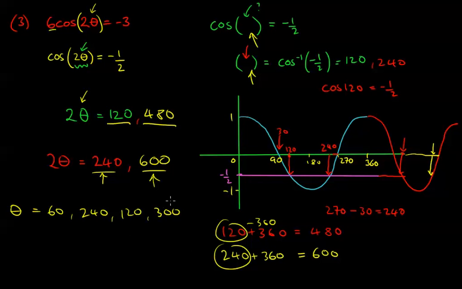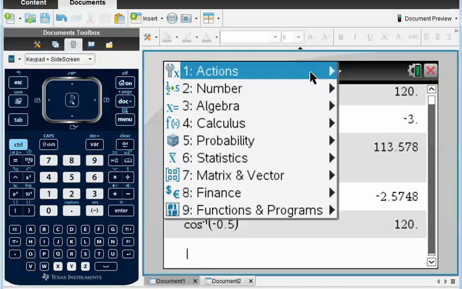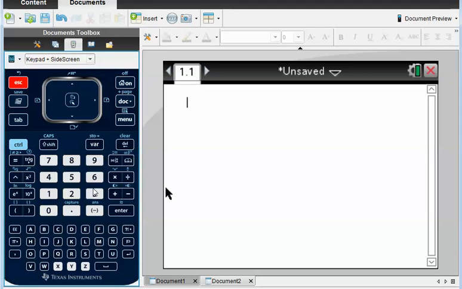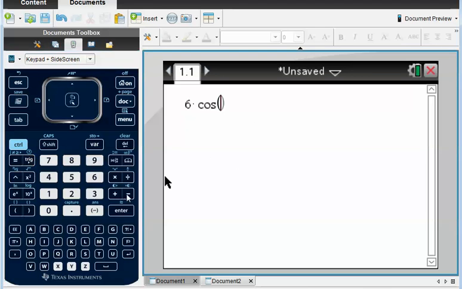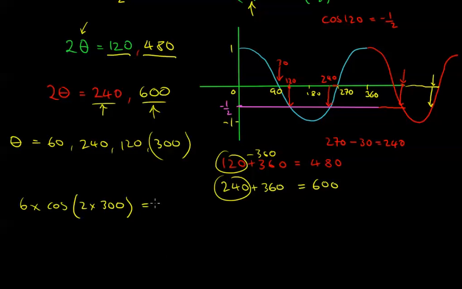And let's just check one of them. Let's just check 300. Let's put it back into our original equation and see if we get minus 3 coming out. So let's do 6 times cos bracket 2 times 300 and see if we get minus 3 on our calculator. So we're going to do 6 times cos 2 times 300. Press enter and we get exactly minus 3 as predicted. And all of these here, if you put them in, you also get minus 3.